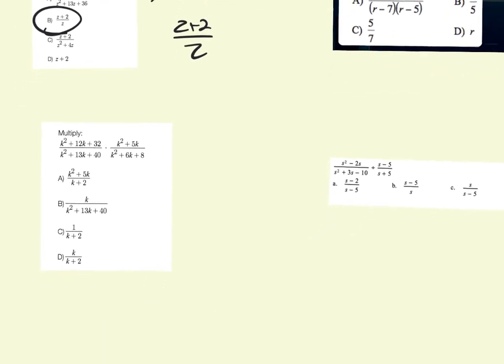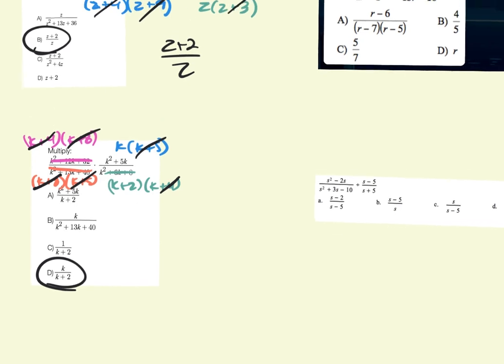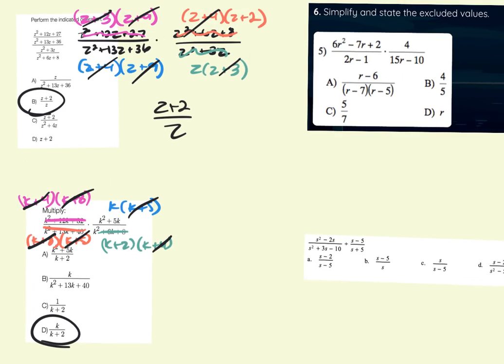Under that is multiplying. So again, we're factoring. This would be k plus 4 and k plus 8. This would be k plus 8 and k plus 5. This would be k times k plus 5. And this would be k plus 2 and k plus 4. Then we cancel the k plus 4s, the k plus 8s, the k plus 5s, and you're left with k over k plus 2. If I have time after I get through the other ones.